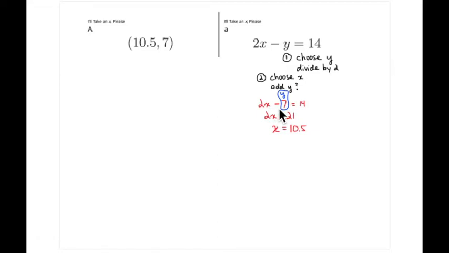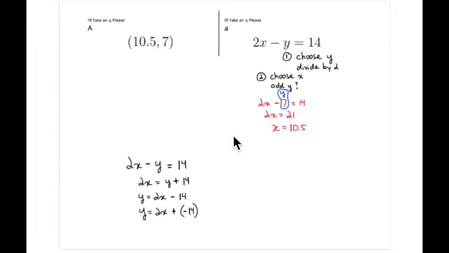If you change this to adding a negative 7, and then you add the additive inverse to both sides. Additive inverse of a negative 7 is a positive 7. You end up with 14 plus 7, which is 21. So I would have students practice these different ways of manipulating the equation.